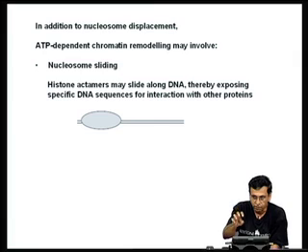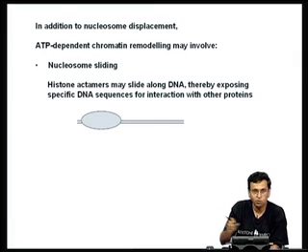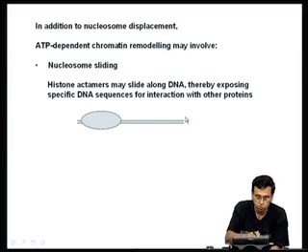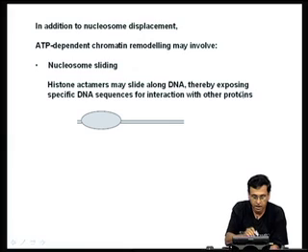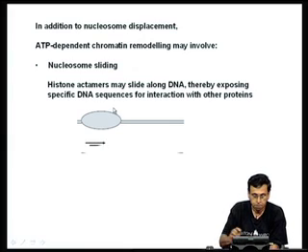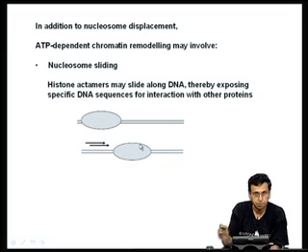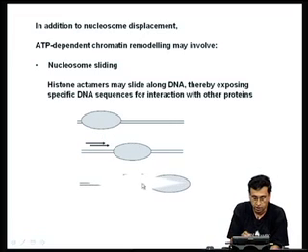For example, instead of actually displacing nucleosomes, there are certain chromatin remodeling proteins which actually slide nucleosomes a little bit further. You can see here histone octamers may actually slide along DNA, thereby exposing specific sequences for interacting with other proteins. For example, here there is a histone octamer, and by the influence of a chromatin remodeling complex, this nucleosome may actually be pushed further down and it can even be slid further down.